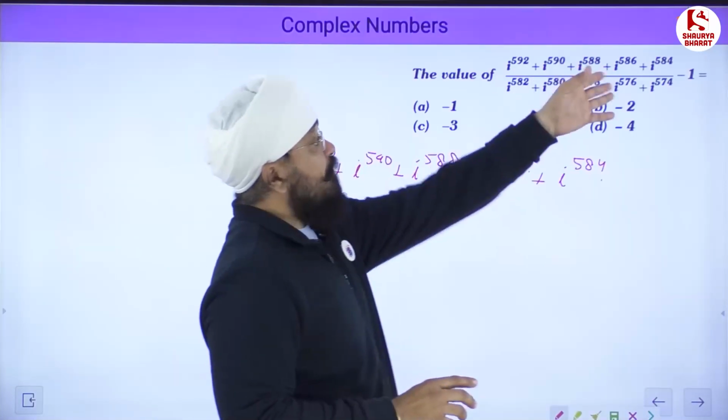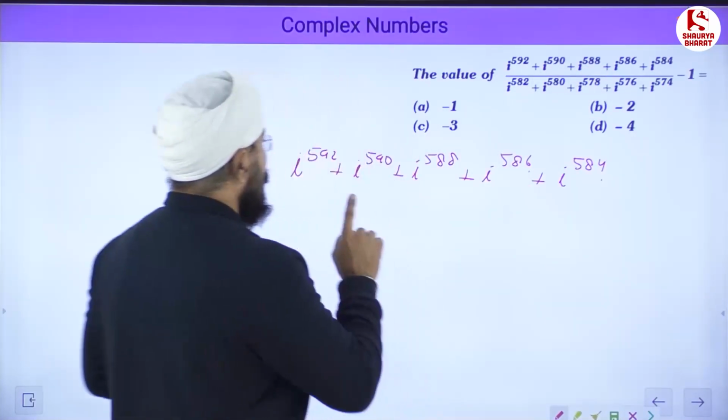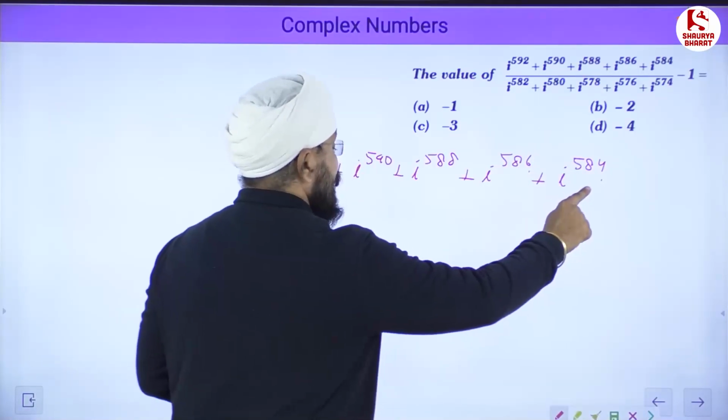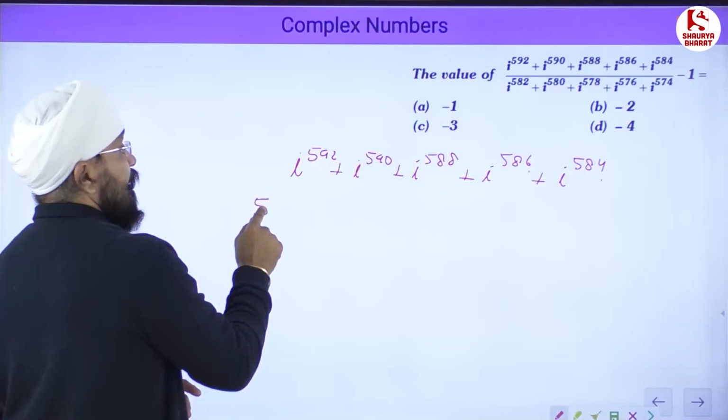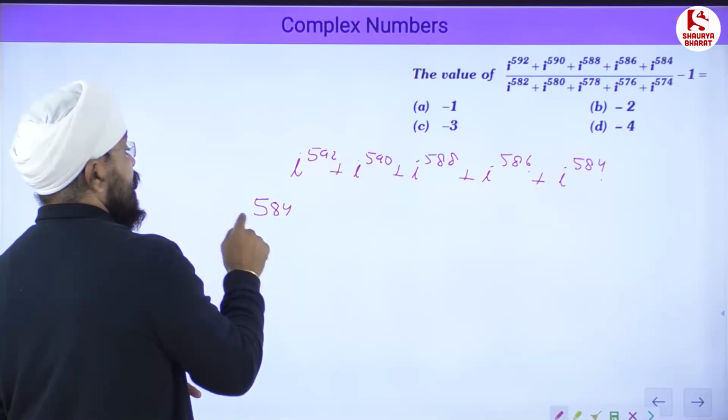Clear? Now after 584 we are having the terms in the denominator, but before I go to the next part, let me simplify this one. So we can see that iota to the power 584 can be taken common.